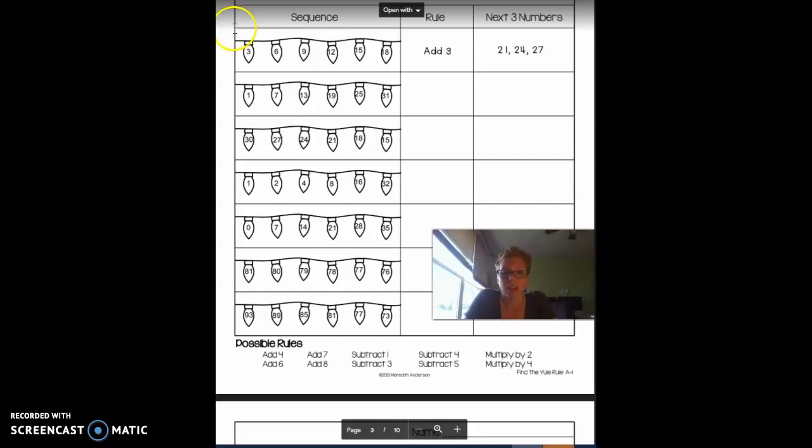And that means that the numbers on the Christmas lights, that's what's happening to them. That's the rule. And it's our job to be figuring out what is the rule, and then we need to predict the next three numbers.